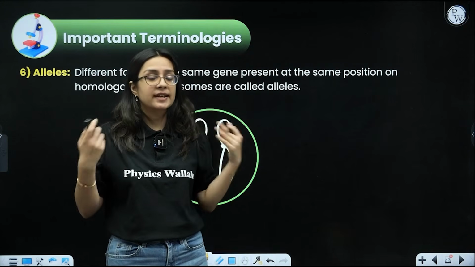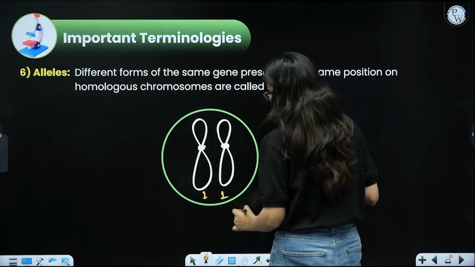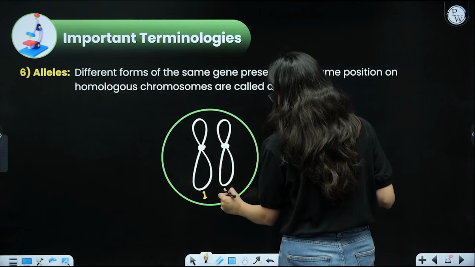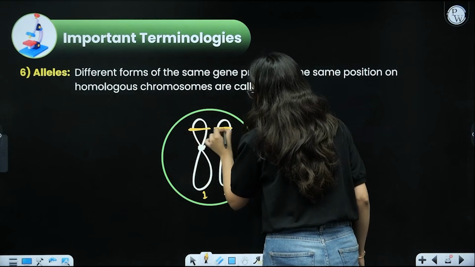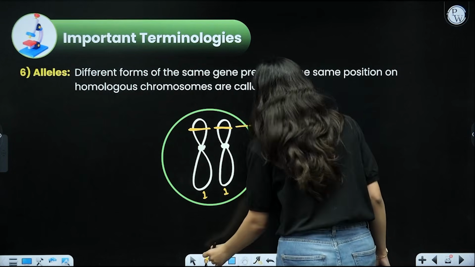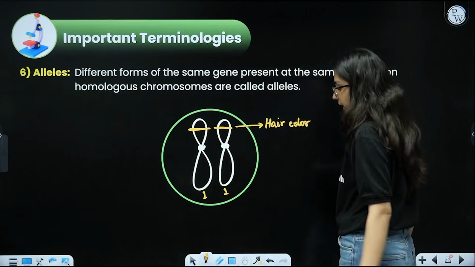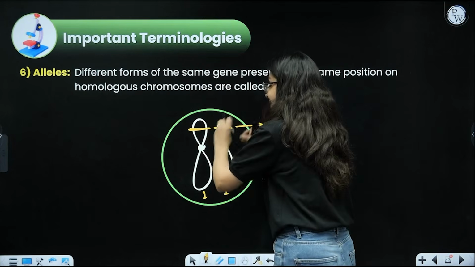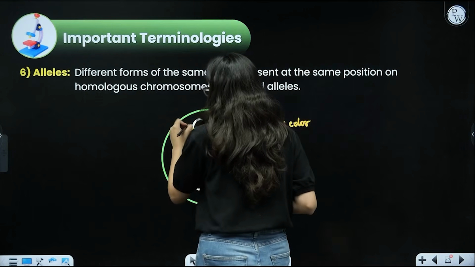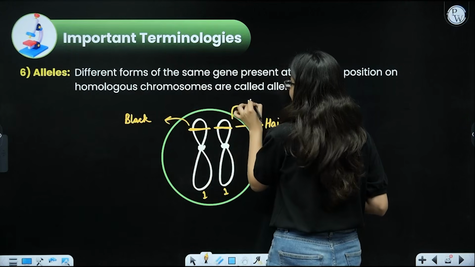Now you have to understand the next term that is called alleles. Again we have a homologous pair, one from the mother side, one from the father side. Both will have the same arrangement of genes. To make things easy, think that this is a gene for hair color. So this gene is present at the same location in the mother and the father chromosome, in the homologous chromosome. One could say that the hair color has to be black and the other could say that no, the hair color has to be brown.